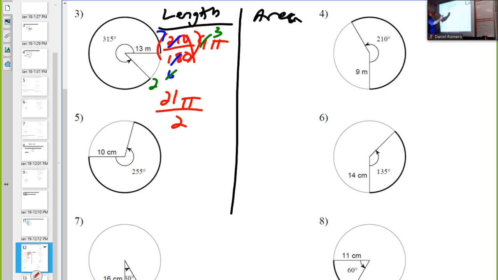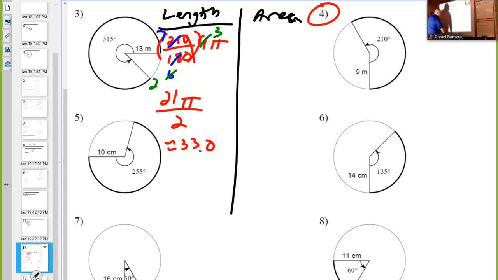We're doing number 4. 21 pi divided by 2, approximately 33.0. What would the unit be? Meters.